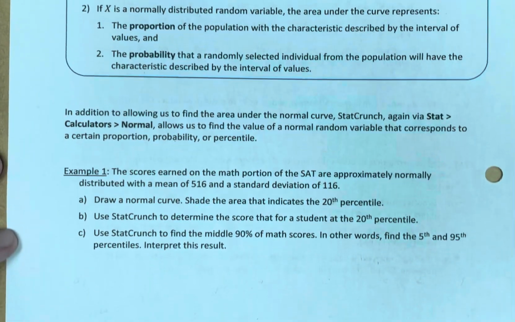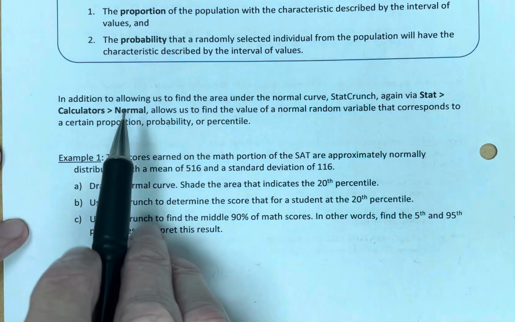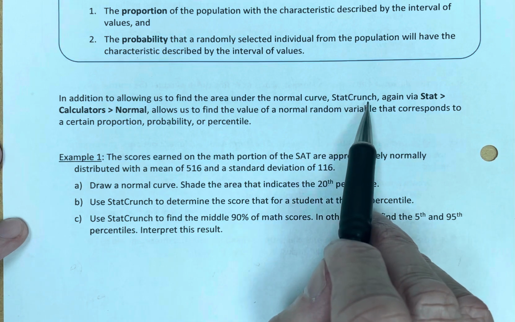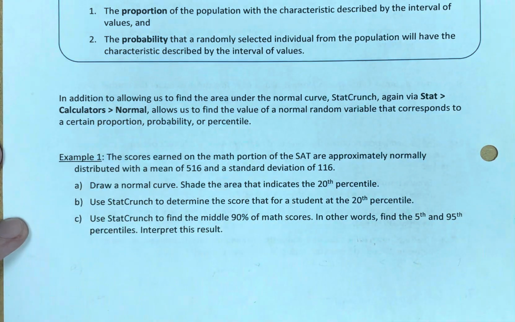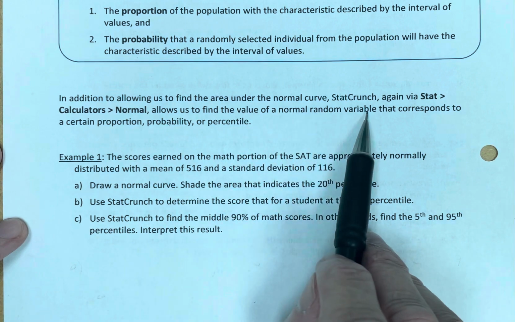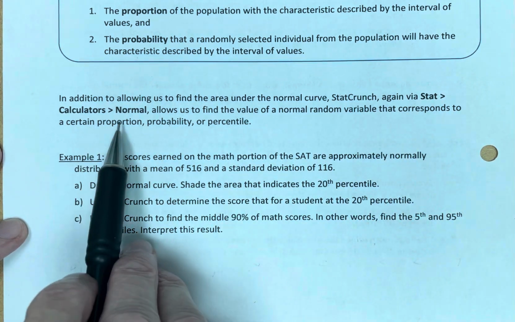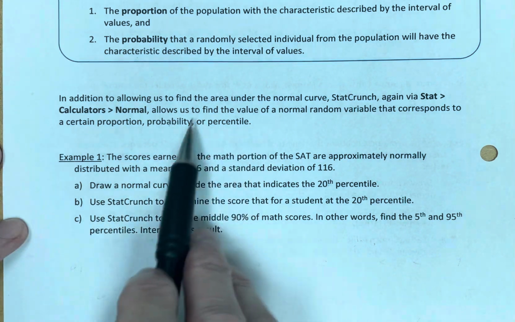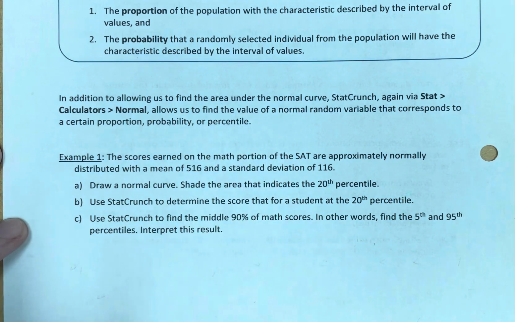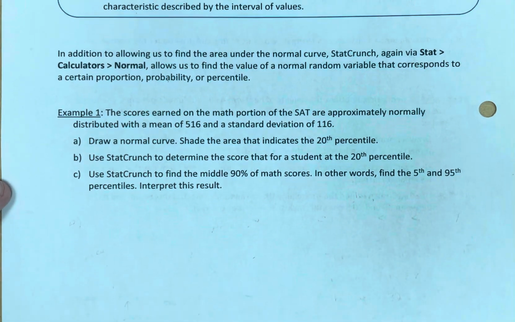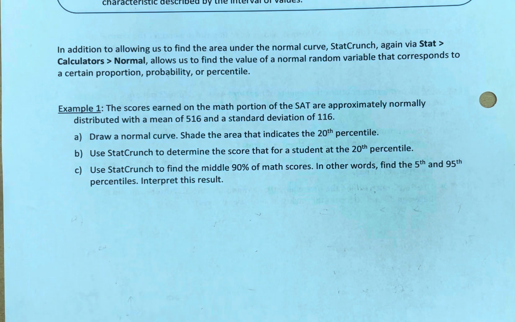All right, as I was just saying, in addition to allowing us to find the area under the normal curve, StatCrunch's stat calculator's normal allows us to find the value of a normal random variable that corresponds to a certain proportion, probability, or percentile. And normally when this is done, we're going to give them the percentile because that's how people will talk about it, and we want to find the value. Let's take a look at an example, and I think it'll help make a lot more sense.